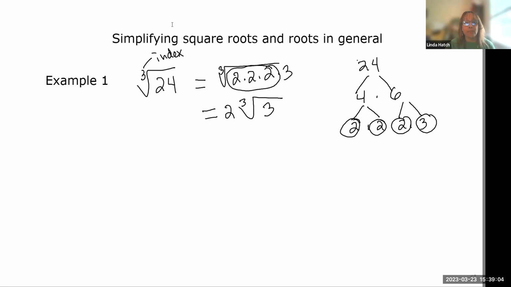Let's try another one. Let's try example 2. I like to write this because my handwriting is terrible. All right, so let's look at example 2. I'm going to do another one very similar to that one, and this time I'm going to do a square root. The same exact process is involved.